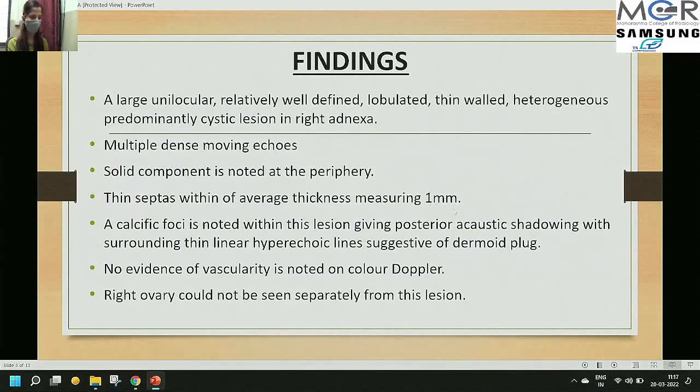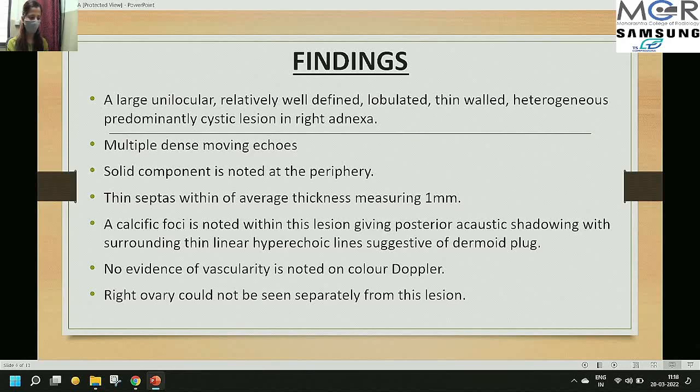So the findings are a large unilocular, relatively well-defined, lobulated, thin-walled, heterogeneous, predominantly cystic lesion in the right adnexa. It shows multiple dense moving echoes within. A solid component is noted at the periphery, measuring less than 7 mm. Thin septas with average thickness measuring 1 mm. A calcific foci is noted within the lesion, giving posterior acoustic shadowing, with surrounding thin linear hyperechoic lines suggestive of dermoid plug. No evidence of vascularity was noted on color Doppler.